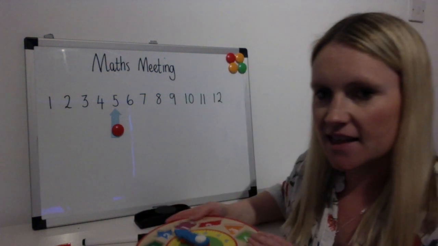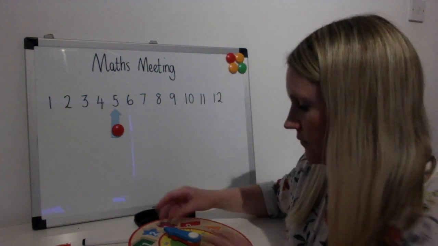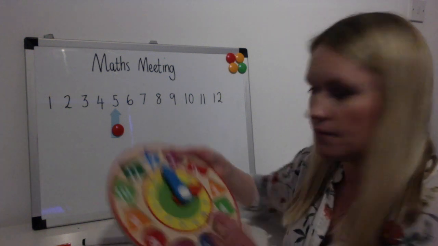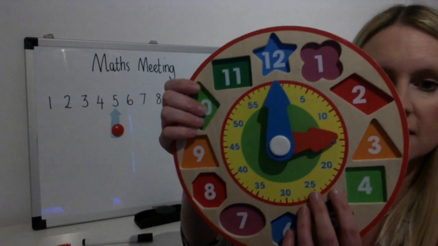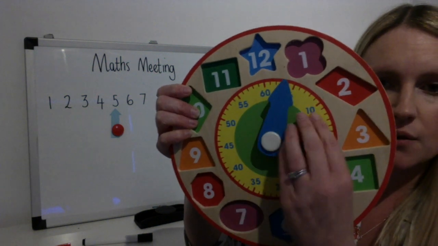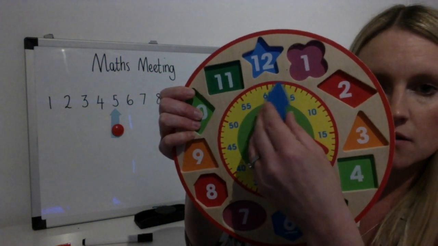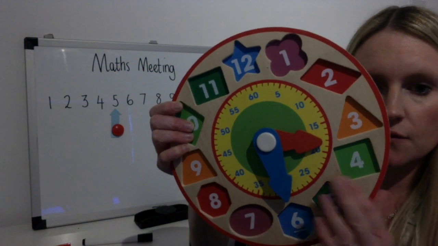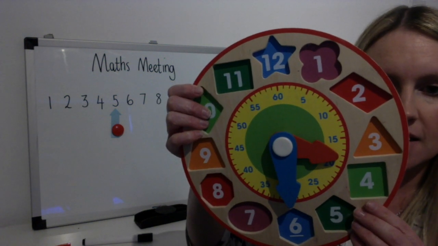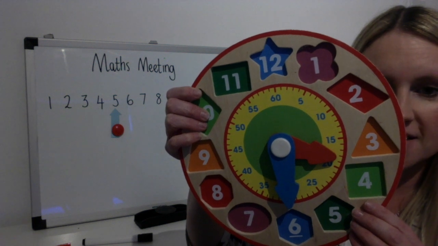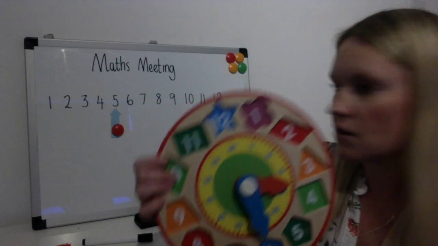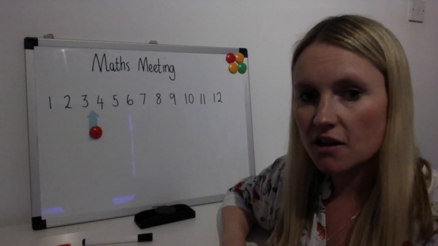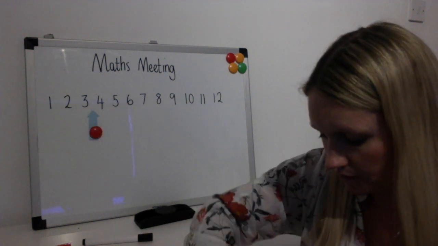Okay, let's think a little bit about half past. Now, if it's half past the hour, the red hand, the shorthand on my clock, would go in between the 3 and the 4. And that would make it 3:30. So the shorthand is in between the 3 and the 4, and that makes it 3:30.